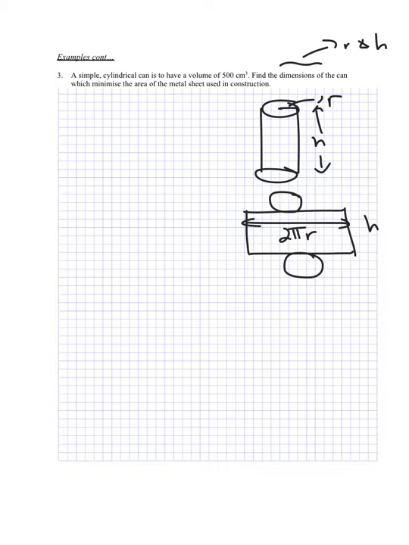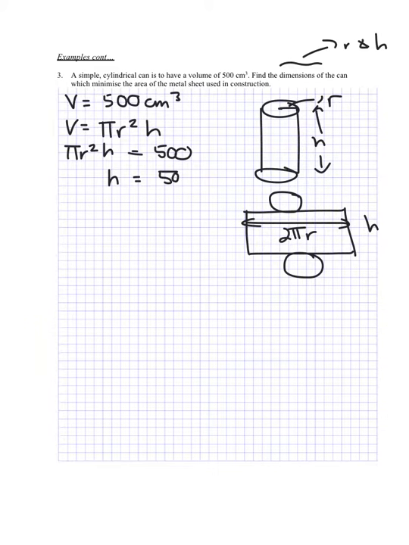But before you do that, you want to use your volume information somehow. So you've got volume equals 500 centimeters cubed. Remember, you want to be able to write your area formula in terms of only one variable. Alright, and we know that the volume formula is pi r squared h. So we can use that piece of information to actually be able to do that. So pi r squared h is going to equal 500. And then if we find h, it is therefore just going to equal 500 over pi r squared.